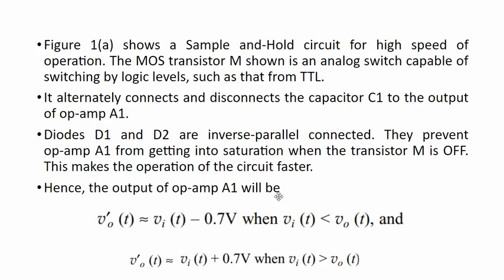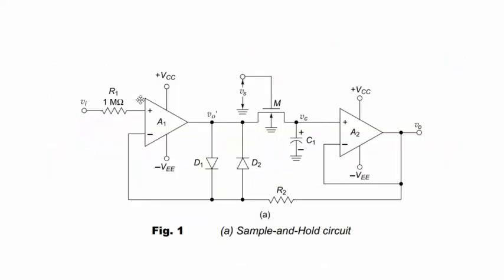The output of the op-amp A1 will be given by the equation V0'(t) = Vi(t) - 0.7 V. This is the state when the input voltage is less than V0(t). Supposing it is greater than V0(t), then we have V0'(t) = Vi(t) + 0.7 V. So that is the difference. So this is going to reduce the output voltage.